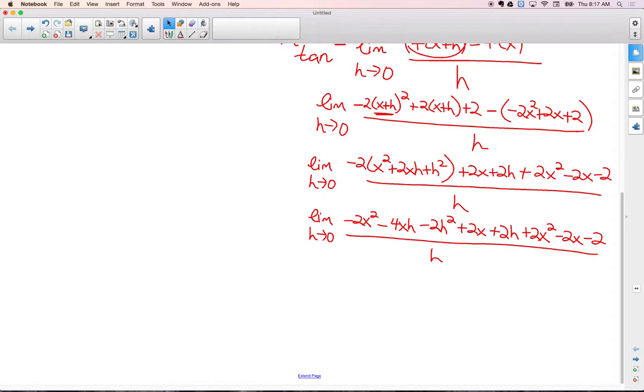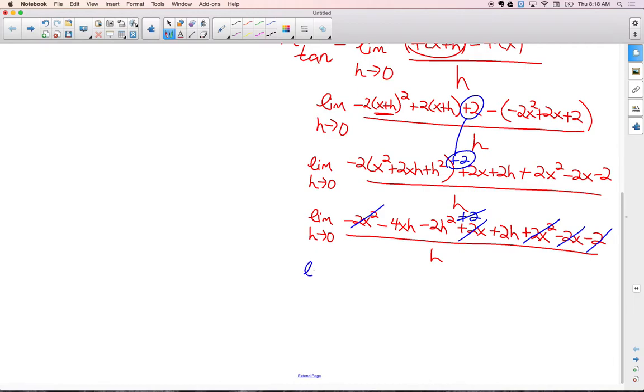Now things should start to cancel. The x squareds cancel. The 2x's cancel. Why aren't the 2's canceling? Because I forgot the plus 2 right there. I forgot to bring that plus 2 down. It's a good lesson to learn. So that plus 2 would also get brought down here, and now it cancels. Okay? So be careful. I said that yesterday. It's so easy to forget a constant or something like that.